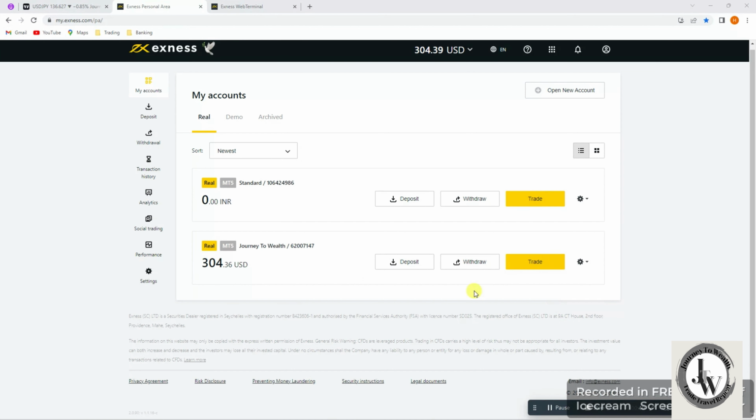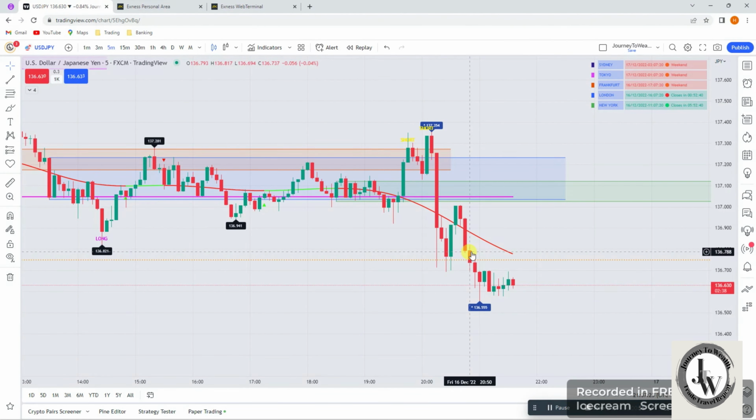Now, as you can see, the account balance over here is 304.36 US dollars. I'll be sharing with you that for this entire journey, I'm going to use two indicators. One indicator is freely available, and the other indicator is made by me, and that is a totally private indicator. If anyone wants to subscribe for it, I'll further give the details about how to subscribe for that indicator.